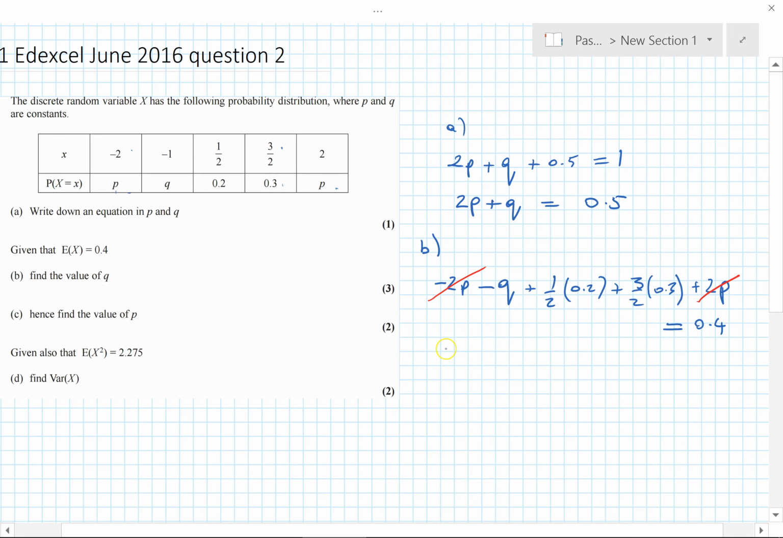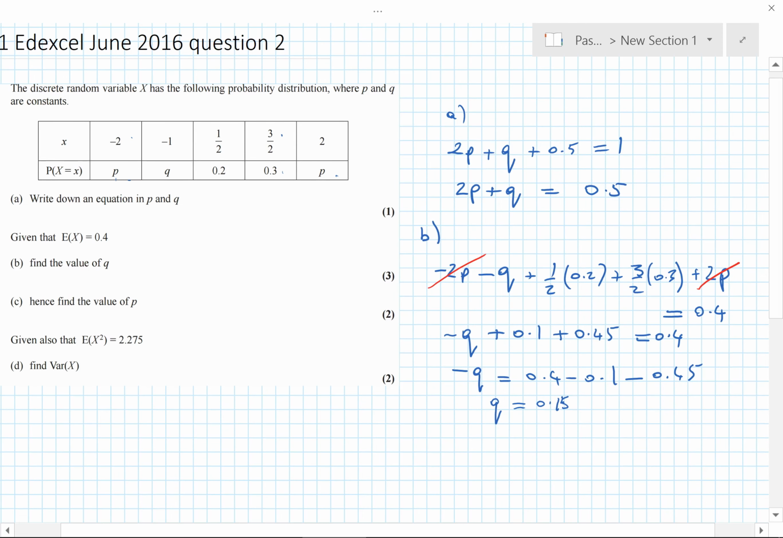So let's tidy up the rest of it. We have minus q equals plus a half of 0.2, which is obviously 0.1, plus 3 over 2 times 0.3, that's 0.15 times 3, which is 0.45, and that equals 0.4. So we have minus q equals 0.4, take 0.1, take 0.45, so it gives us minus q is equal to minus 0.15, so q is equal to 0.15. Okay, so that's relatively standard stuff so far.